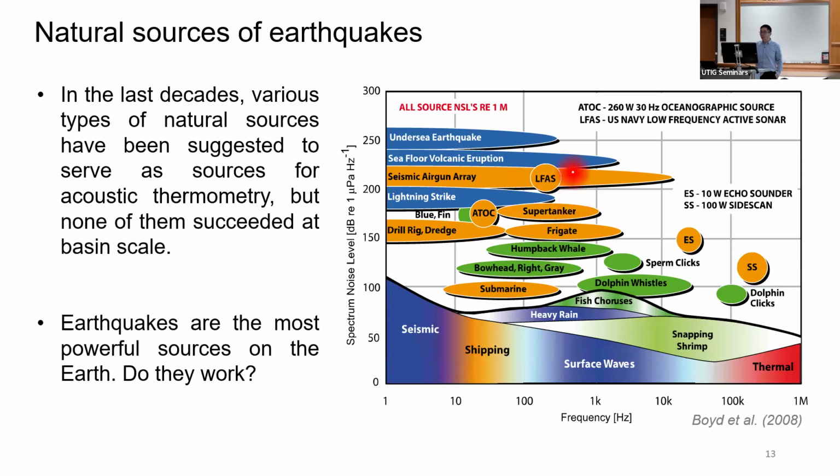If you look at this figure, the y-axis represents the power of these sources, and the earthquake sits at the top. So the earthquake is the most powerful acoustic source on Earth. So does the earthquake work for ocean thermometry? Next, we are going to talk about how we overcome some difficulties to make earthquakes work for ocean thermometry.